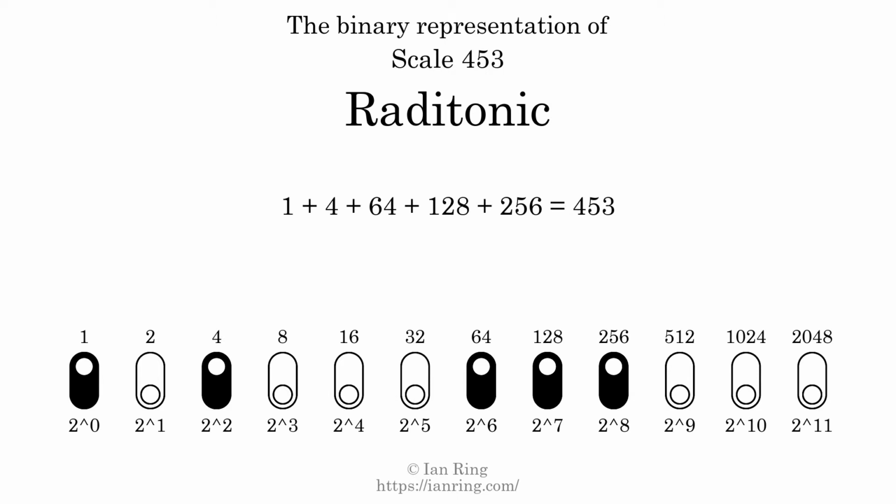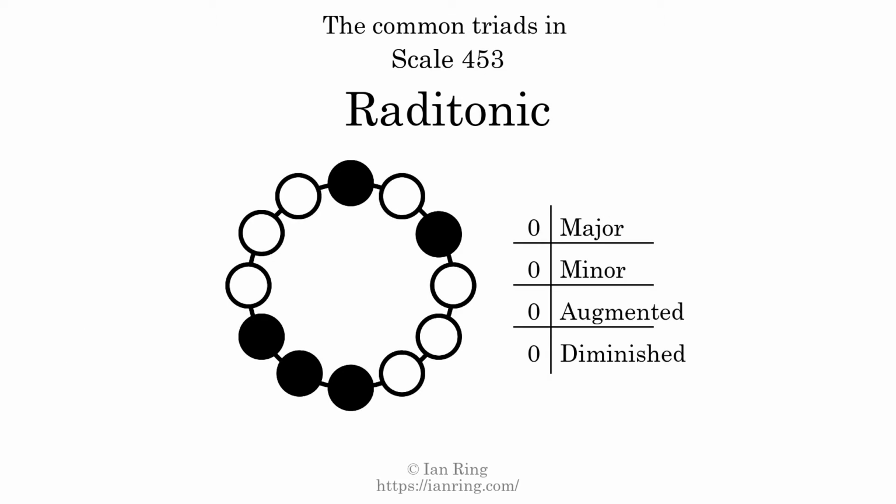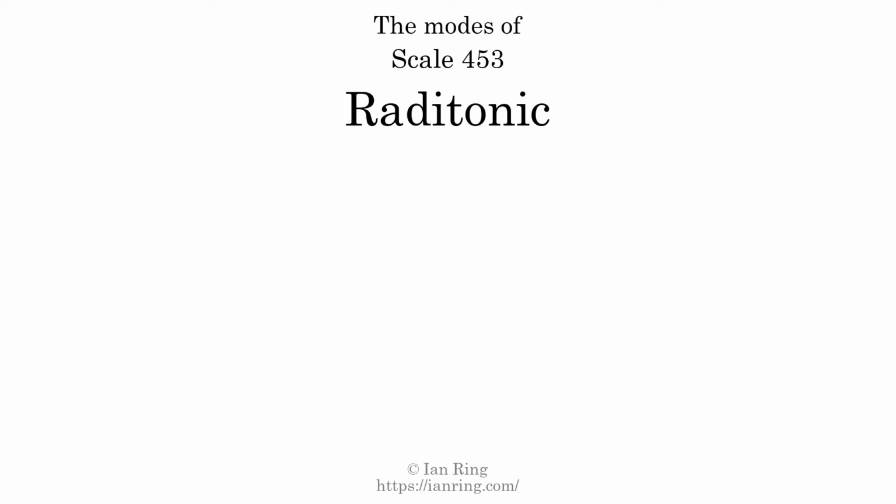The scale number not only enumerates the scale with a unique index, but it also literally describes the tonal content of the scale. Represented as a binary number in base 2, the scale number is 0001110000101. There are no common triads present in this scale. This scale has 5 modes.